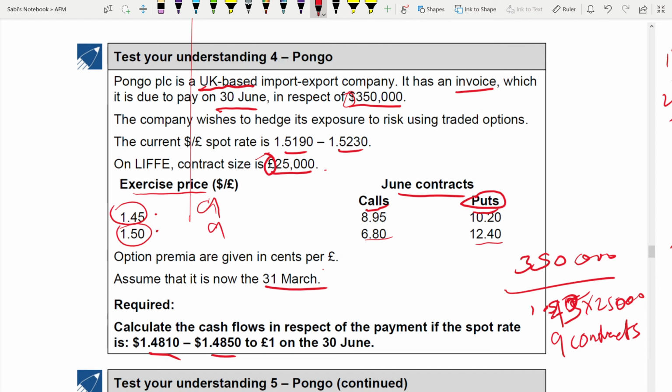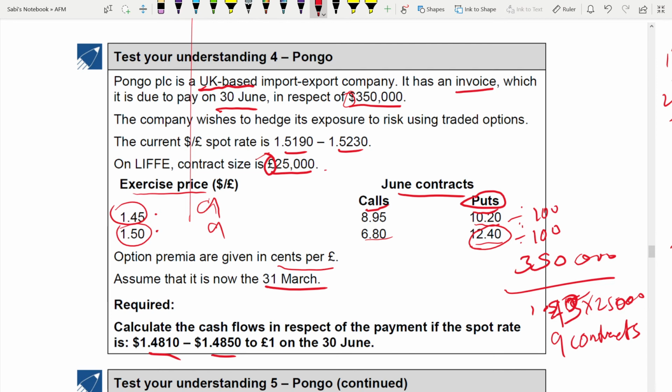Your premium, if you go by 1.45, it's a put option, will be 10.2 and here it will be 12.4. But remember, these are cents per pound, so you need to divide this by 100. Most of the time premiums are given in cents per pound. That means you always have to divide the premium given to you by 100.